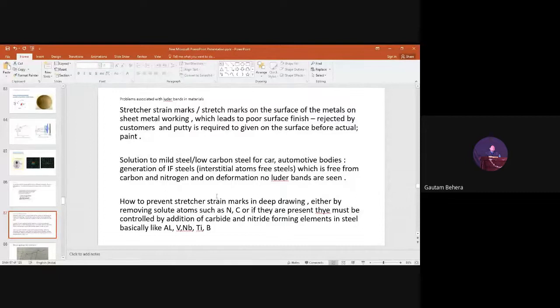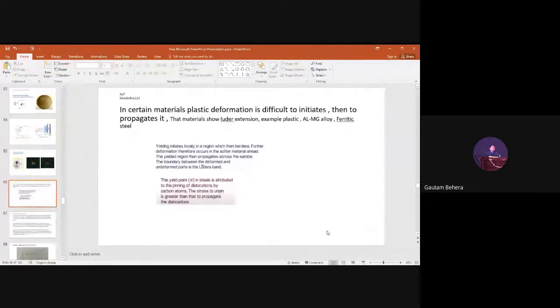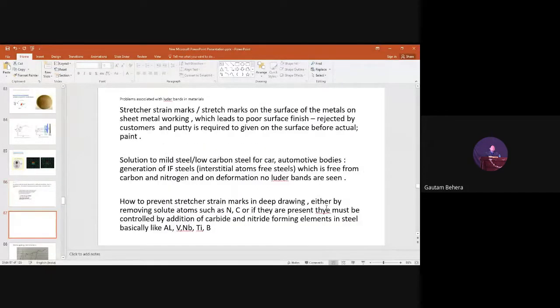And the point is what? The solution is, if we can add some nitride and carbide forming elements into the steel, like aluminium, vanadium, niobium, titanium, boron, they are strong carbide and nitride formers. So we can get rid of these solute atoms. They will form compounds rather than solutes. I think up to this, you got the point.